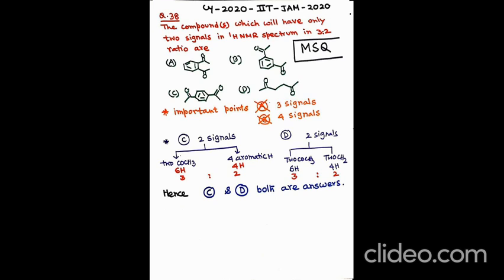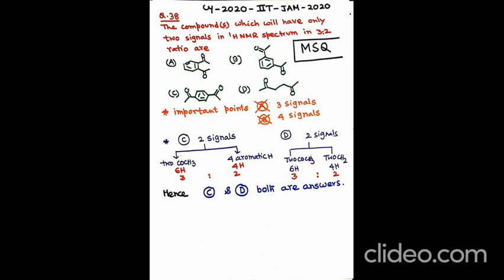are not possible, because A gives 3 signals in 1H NMR: one is the COCH3 signal, then the ortho 2 hydrogens, and the meta hydrogens with respect to COCH3. These are the 3 signals. If we record the 1H NMR of A, we are going to get these 3 signals. I repeat, one is the COCH3, next is the ortho aromatic hydrogens, next is the meta aromatic hydrogens.